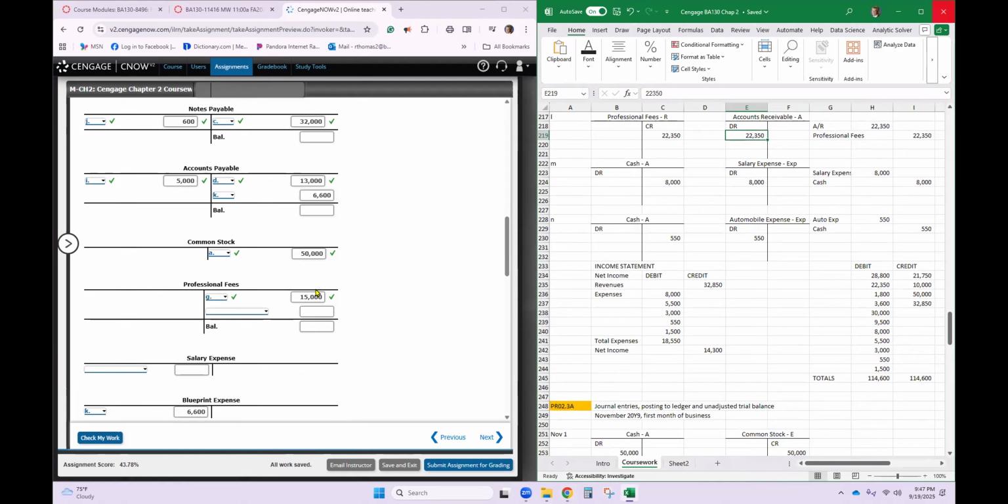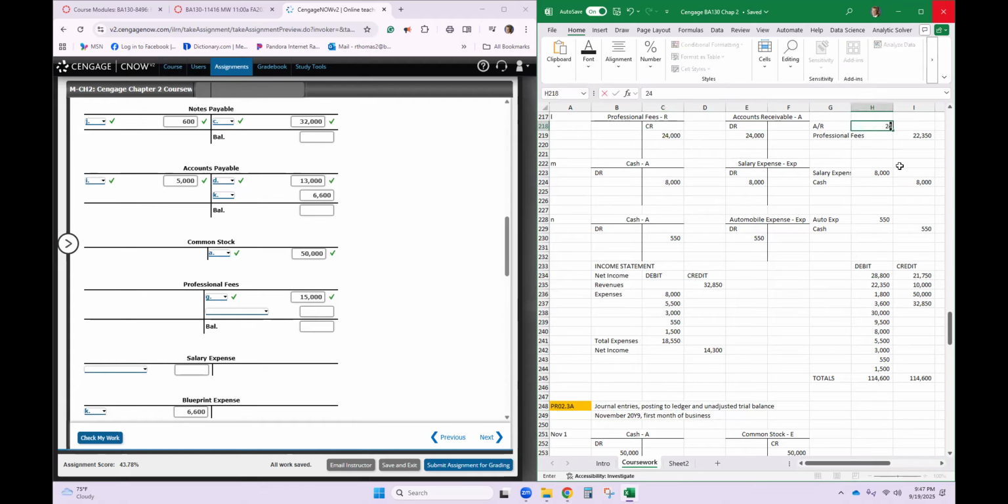L says recorded fees earned on plans delivered. Payment to be received in February. So really, we're sending the bills to the customers that we've done jobs for in January. So we've earned these fees in fees earned for January, but we don't expect to receive the payment for them until February. So we are going to increase accounts receivable. This is for 24,000, and professional fees is going to go up.